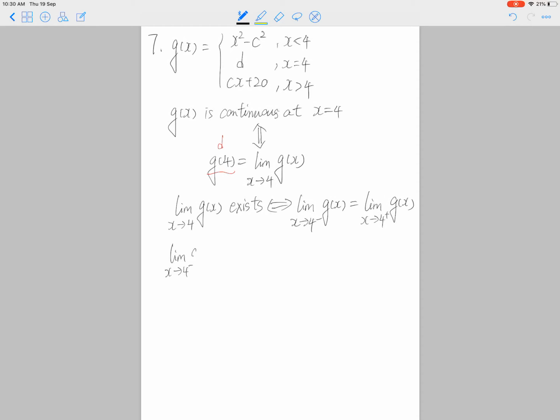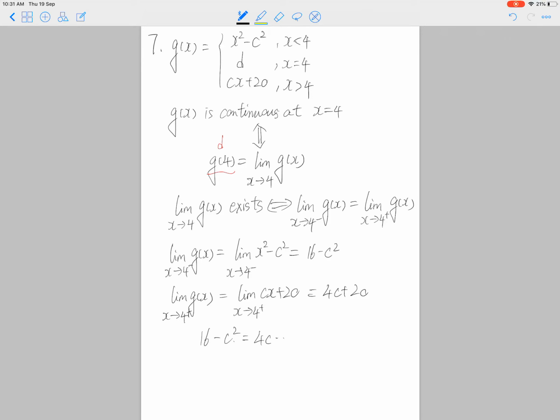Okay, then what's the limit from the left? Because x is approaching 4 and smaller than 4, g(x) is x squared minus c squared. It is 16 minus c squared. So what about g(x)'s limit when x is approaching 4 from the right side? It is the limit of cx plus 20. x is approaching 4 from the right side, so it's 4c plus 20. And the left should be the same as the right. Right? So 16 minus c squared equals 4c plus 20.